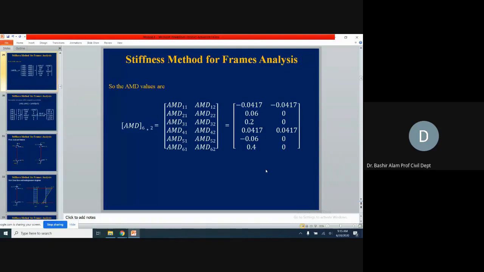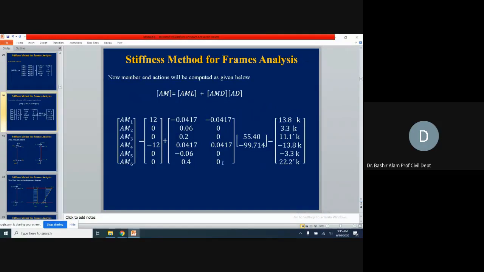Now we have AML values, we have AMD values, we have D values also. So we can put this in this equation form. Look, with the actual signs, you will have to put those Ds, the unknown Ds. Remember, this was 55.40 minus 99, and it was 1 divided by EI. And these values are EI times these values. So EI times 1 over EI, they will cancel each other. And we are left with these solid numbers now. So product of these two matrices plus addition with this one, and these values we get now.